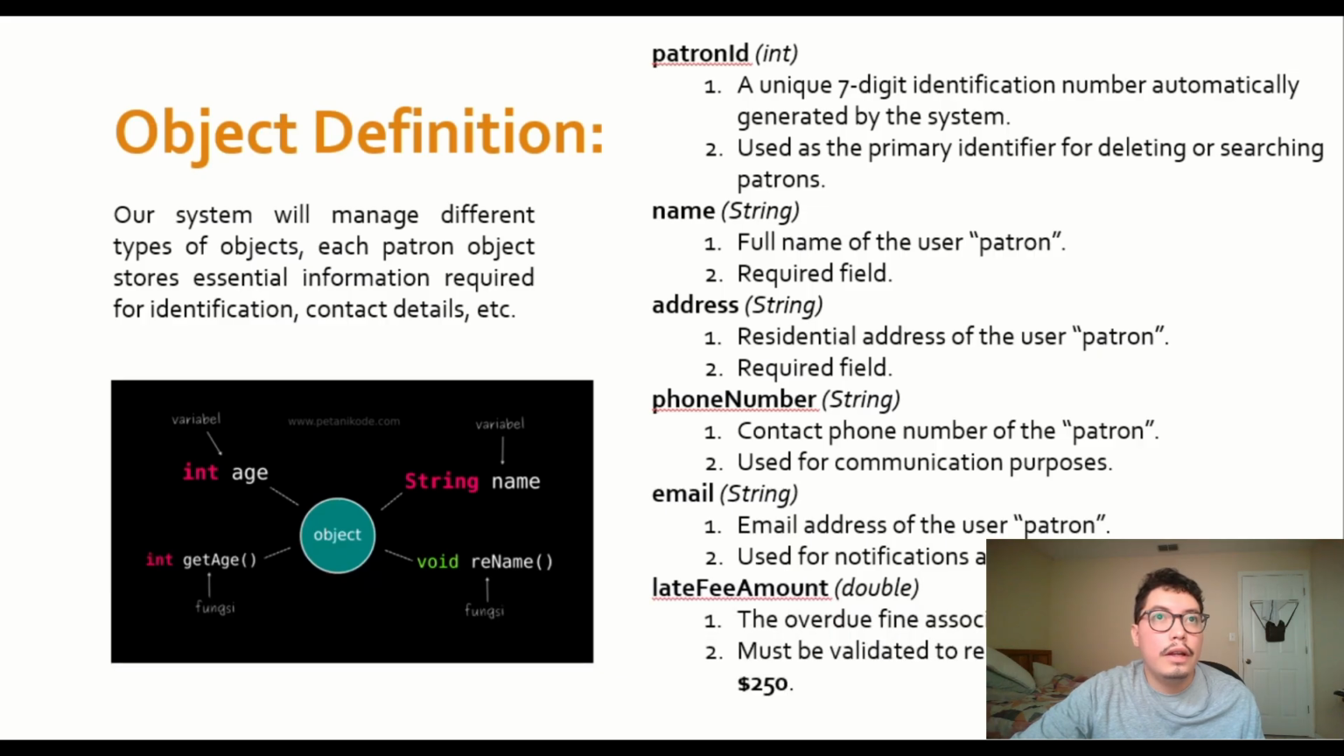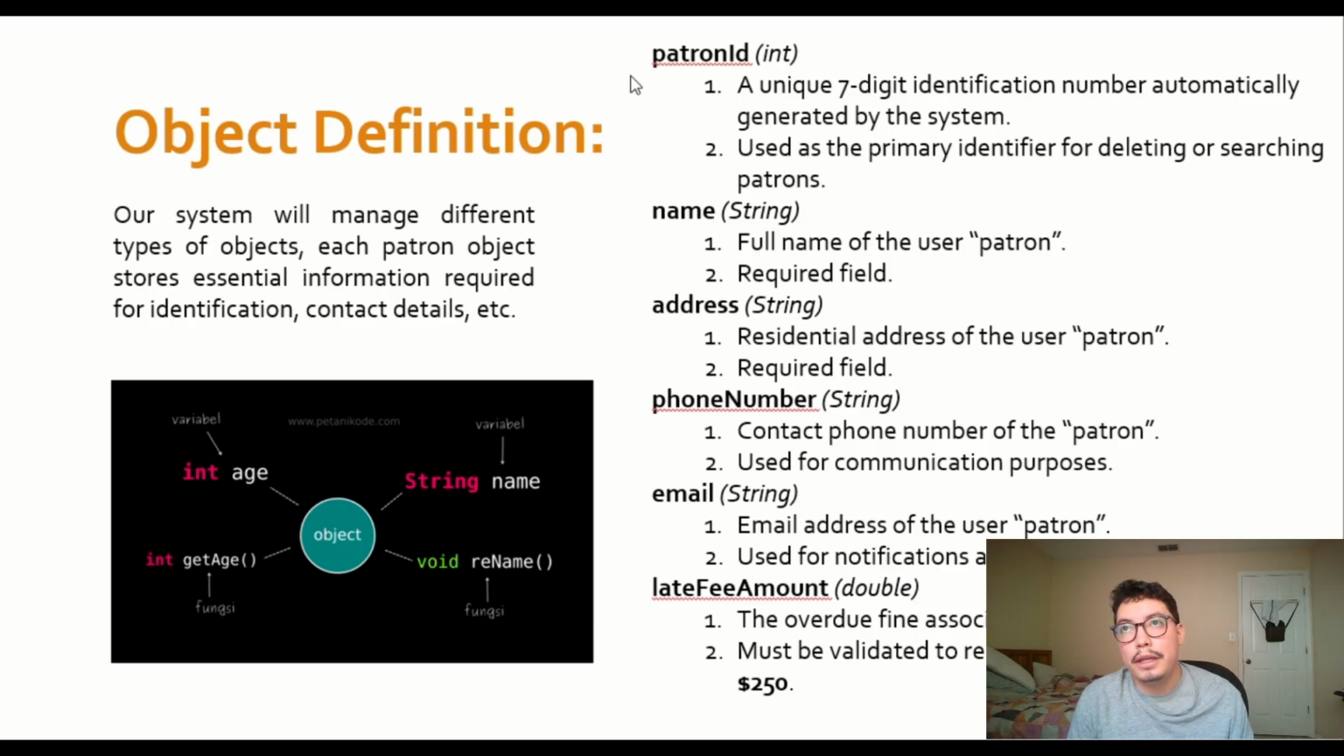So first we're going to start with the object definition, which is basically defining the type of objects that our project will have. In this case, we're going to set six of them, which are patron ID, name, address, phone number, email, and late fee amount.